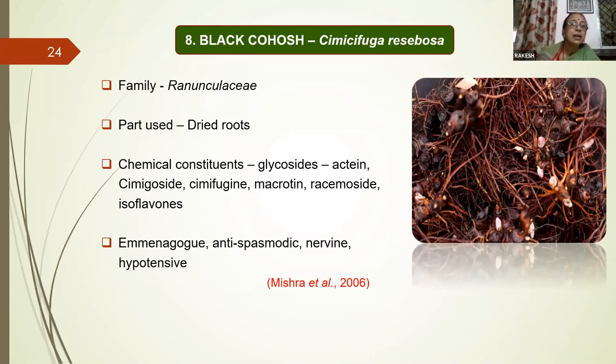Next is black cohosh, or Cimicifuga racemosa, family Ranunculaceae. The part used is dried roots. The chemical constituents are glycosides, actein, cimicoside, cimifugin, macrotin, racemoside, and isoflavonoids. It is an immunogogue, antispasmodic, and nervine hypotensive. This is not easily available in our country, so we may skip this.